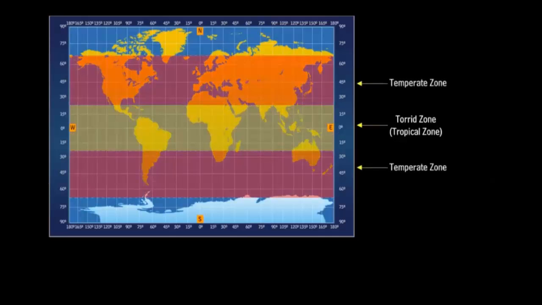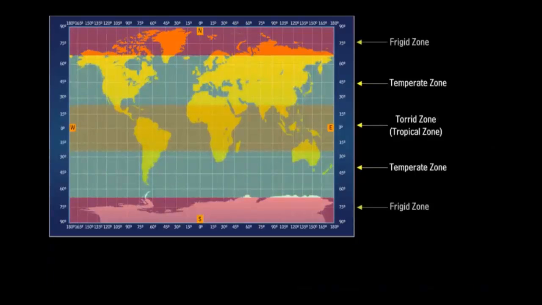The temperate zone lies between the hot and the cold zones. Its location is between the Tropic of Cancer and the Arctic Circle in the northern hemisphere, and between the Tropic of Capricorn and the Antarctic Circle in the southern hemisphere. The zone has moderate climatic conditions.